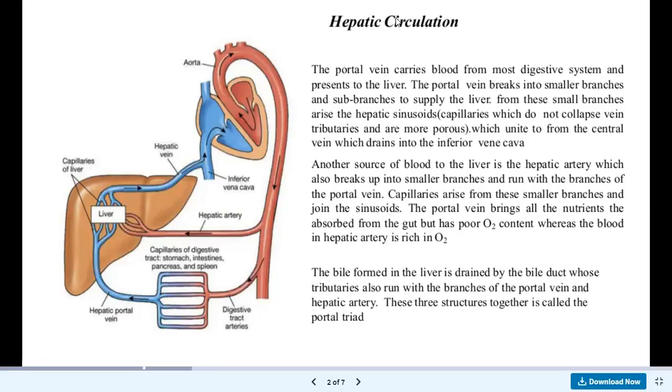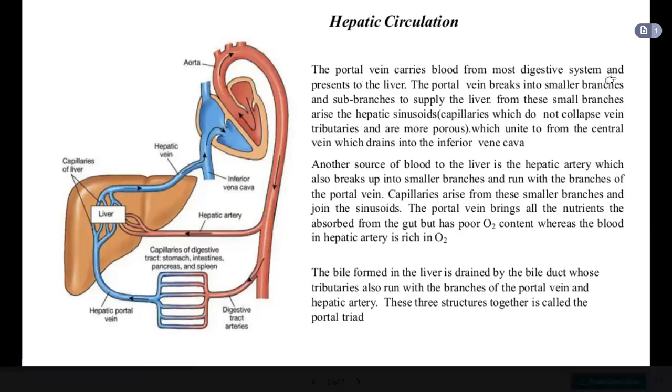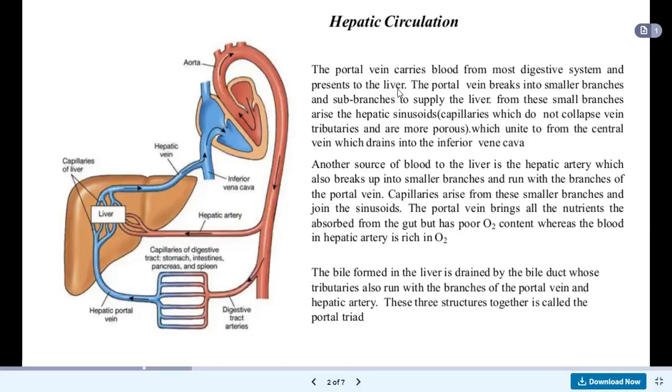Okay, let's see what we have here, hepatic circulation. The portal vein carries blood from most of the digestive system and presents it to the liver. The portal vein breaks into smaller branches and sub-branches to supply the liver. From these small branches arise the hepatic sinusoids or capillaries, which do not collapse.